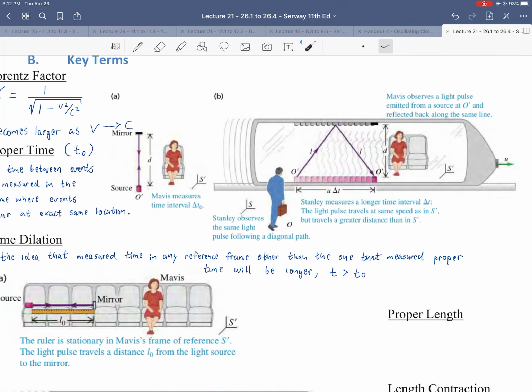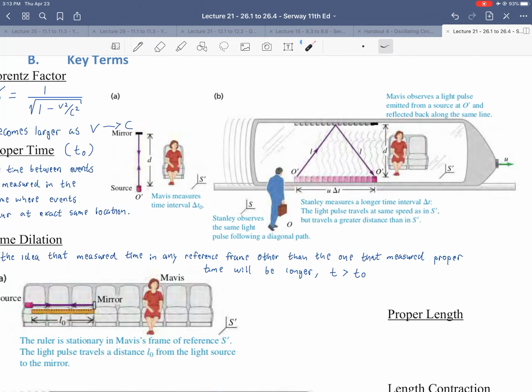And so Stanley will then measure a longer time interval for the time it takes the light to go to the top, reflect off the top, and come back down to that same sensor. Still, both events are happening. There's no disagreement about the events. The signal was sent and received. But the light pulse travels a longer distance. And remember, it's a light pulse. So that means that the pulse of light here in the vacuum of the train, or near vacuum of the train, is at c. Okay, so v is c. And both Mavis and Stanley agree that the light is traveling at that velocity.